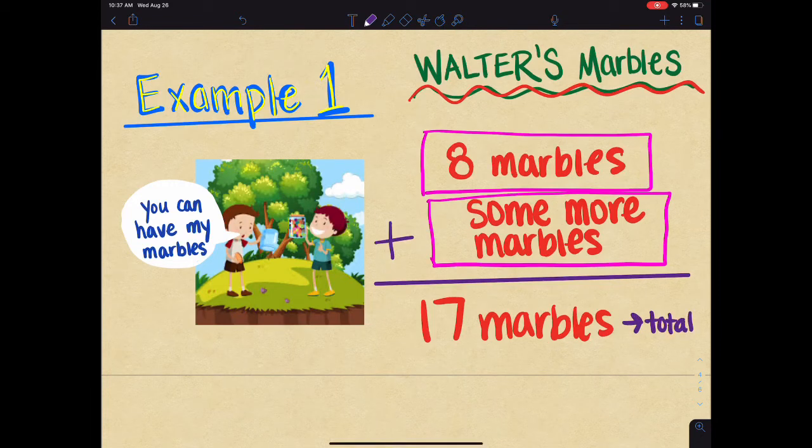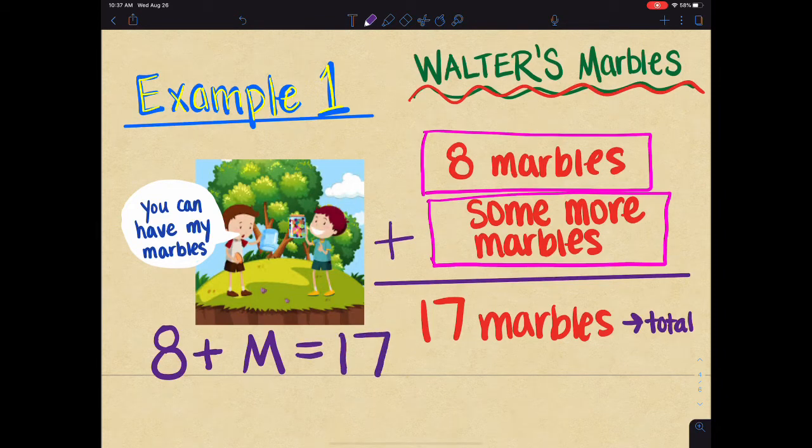Okay, so this is just like I explained before. They gave you the total and they gave you one of the addends. And so how do you figure out what the other one is? Well, if I write that in a different way, it's going to look like this. 8 plus m for the number of marbles that we don't know that Lamont gave him is going to be equal to 17. And you are used to figuring out this kind of math problem all the time.